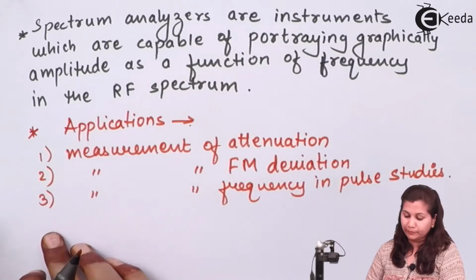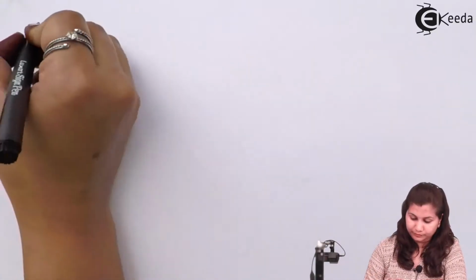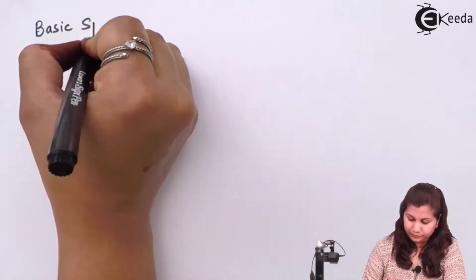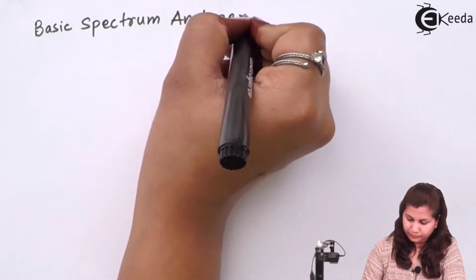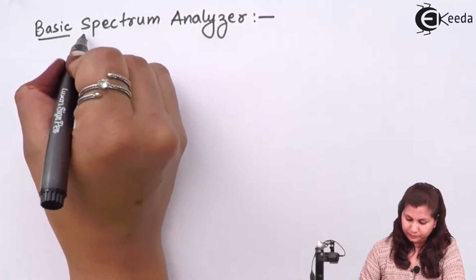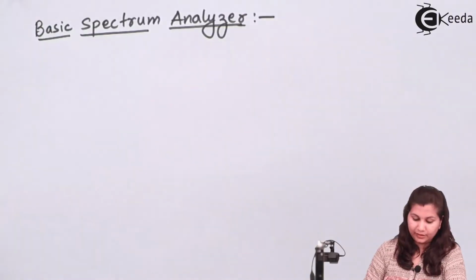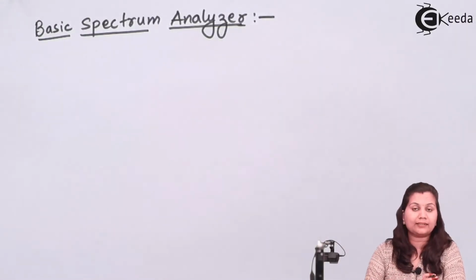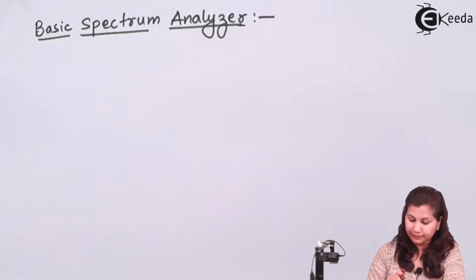Now let us see the block diagram of a basic spectrum analyzer. We have seen that spectrum analyzers give us a plot of the amplitude versus the frequency in the complete radio frequency spectrum of the signal.